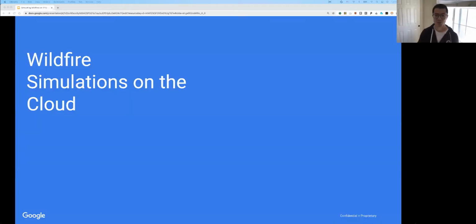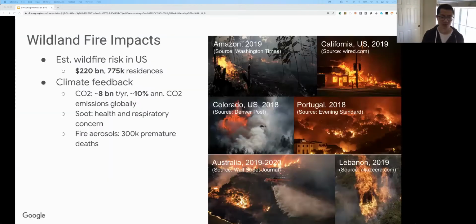So with this, I'd like to switch gears a little bit and talk about wildfires. So why are we interested in wildfires at all? From the report of the U.S. Forest Service, we can see that there's more than $200 billion in loss and almost 1 million residences lost every year due to wildfires.